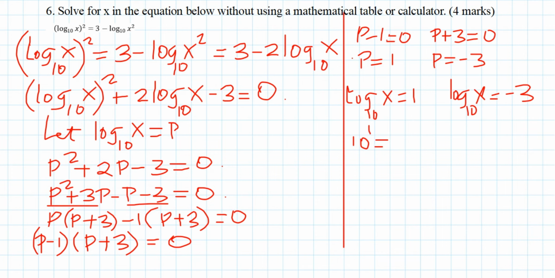So the first case, we are going to have 10 to the power 1 being equivalent to x. And then the second case, we are going to have 10 to the power negative 3 being equivalent to x. And so now we know when 10 to the power negative 3 is equivalent to x, x shall be equal to 0.001, which is the same as 1 all over 1,000. And here also x is equivalent to 10. So our x has got two values in this context, that is 10 and 0.001.